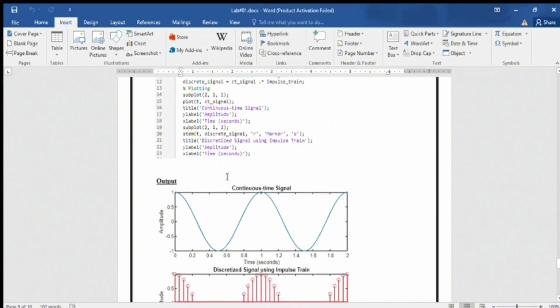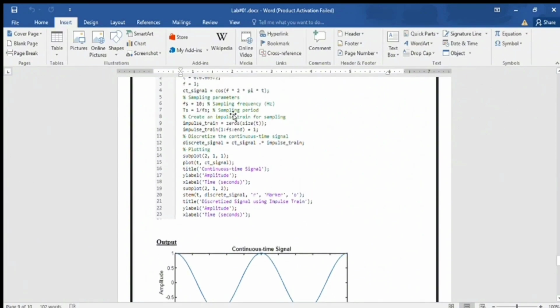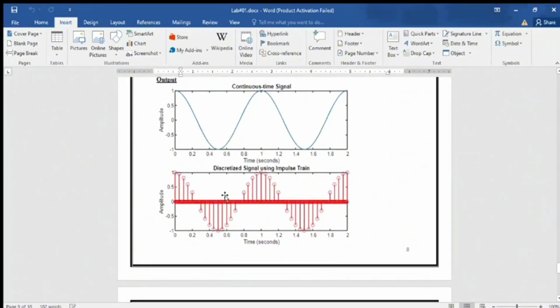We have this continuous signal. We are going to discretize it by using the Nyquist theorem and multiplying it by an impulse train of high frequency. So we have that discrete signal as an output.